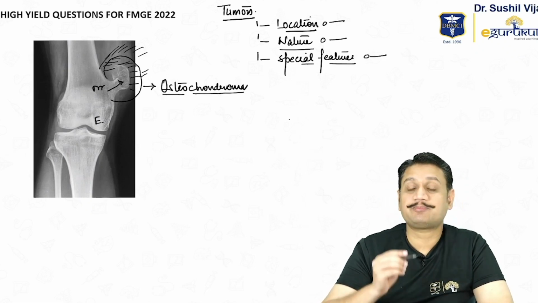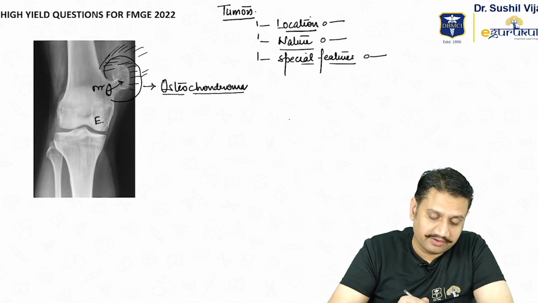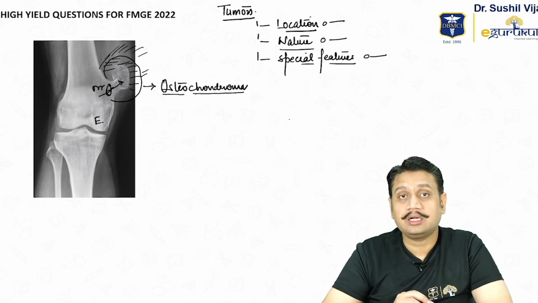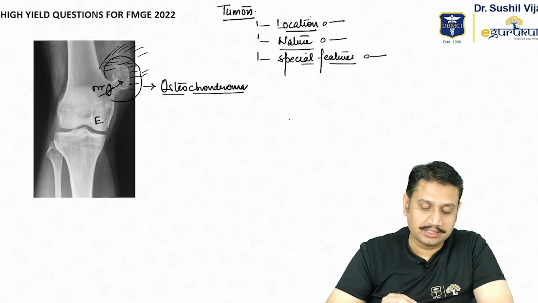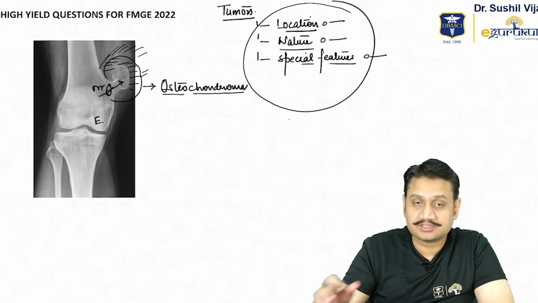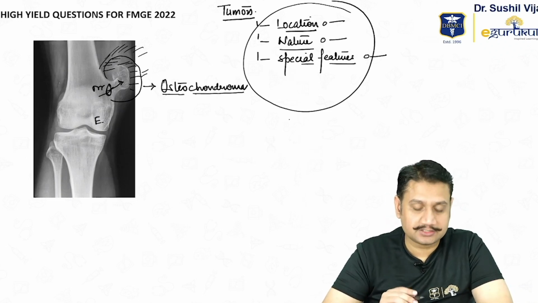The special feature is that it's a polyp-like growth which is going away from the bone, and you see this polyp is going away from the joint line. This is osteochondroma, right? This is osteochondroma. So do remember to follow the tumors in the same sequence. Always try to follow the tumor in the same sequence, right? This is to be done.